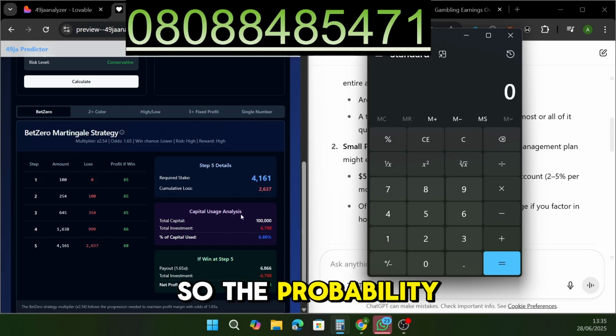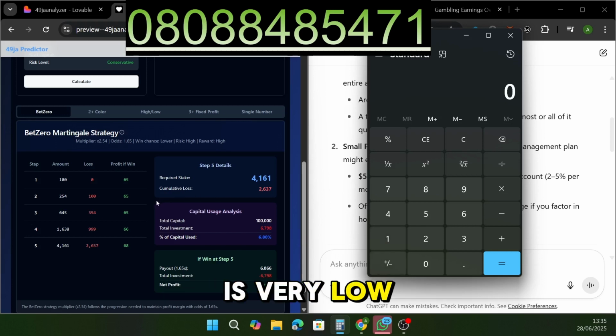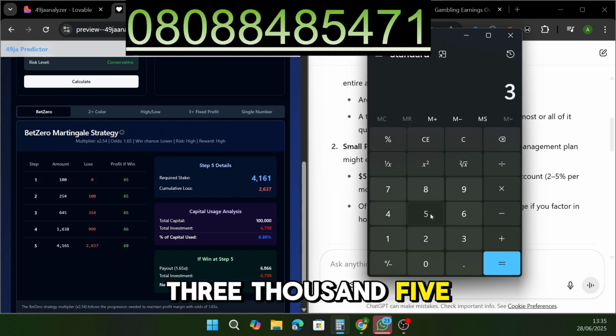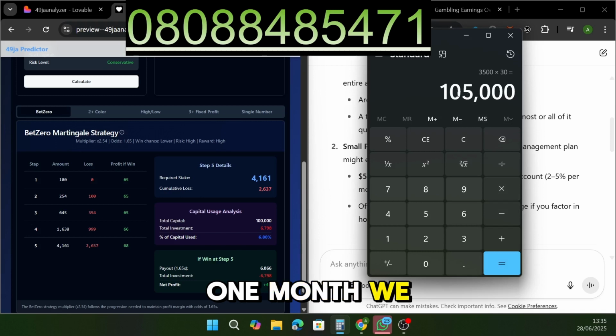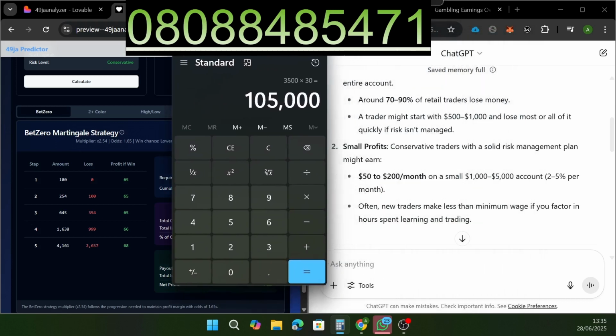So the probability of you losing this 7,000 is very low. You can lose, but it's very low. So now let's assume every day we target 3,500, which is 50% of our initial amount. So we are making 3,500 every day, times 30. As you can see, in 1 month we would have made 100% of our capital.